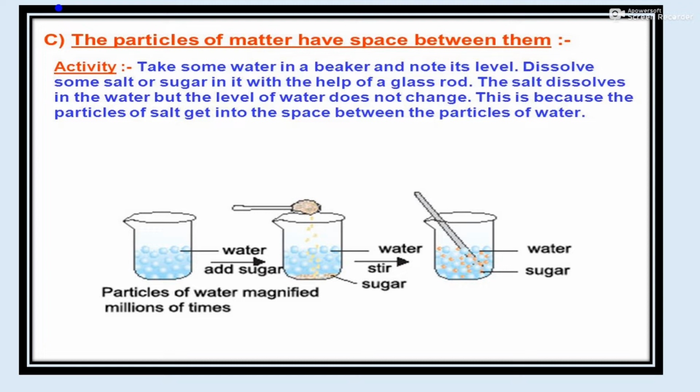Then, the particles of matter have space between them. To prove this, we will have an activity. Take some water in a beaker and note its level. Dissolve some salt or sugar in it with the help of a glass rod. The salt dissolves in the water, but the level of water does not change. This is because the particles of salt get into the space between the particles of water. So from this experiment, we can prove that the particles of matter have space between them, because the salt or sugar particles find the space between the water particles and dissolve between them.